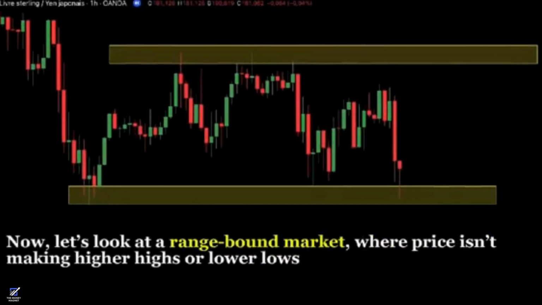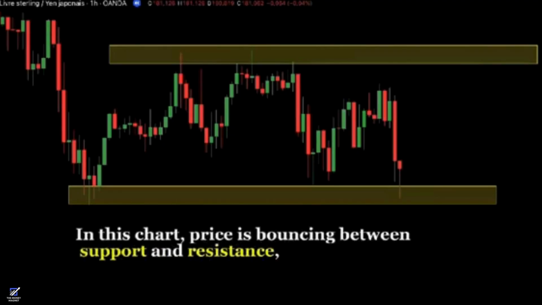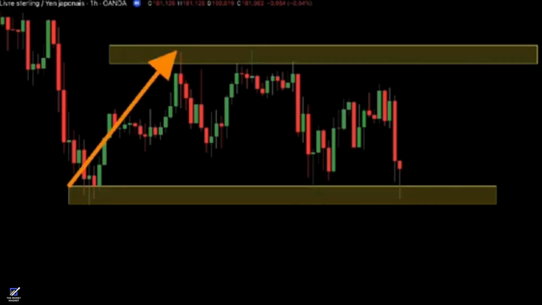Now, let's look at a range-bound market, where price isn't making higher highs or lower lows, but instead moves sideways between a clear support and resistance zone. In this chart, price is bouncing between support and resistance, meaning that neither buyers nor sellers have full control. Every time price reaches the resistance level, sellers step in and push it back down. Every time price reaches the support level, buyers step in and push.